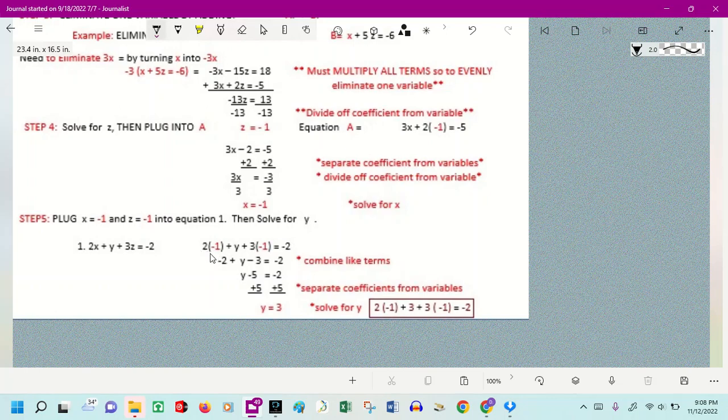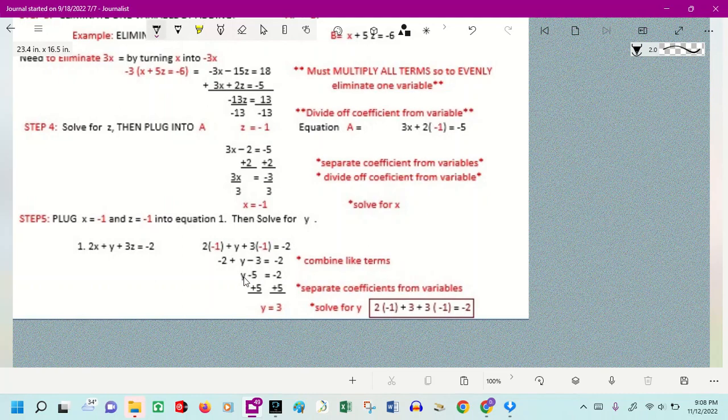First equation is 2x plus y plus 3z equals negative 2. Let's plug in our x and our z. We have 2 times negative 1 plus y plus 3 times negative 1 equals negative 2. That becomes negative 2 plus y minus 3 equals negative 2. Combine like terms. The coefficients are like terms. Negative 3 and negative 2 come together to make negative 5. Bring down the y, minus 5 equals negative 2.